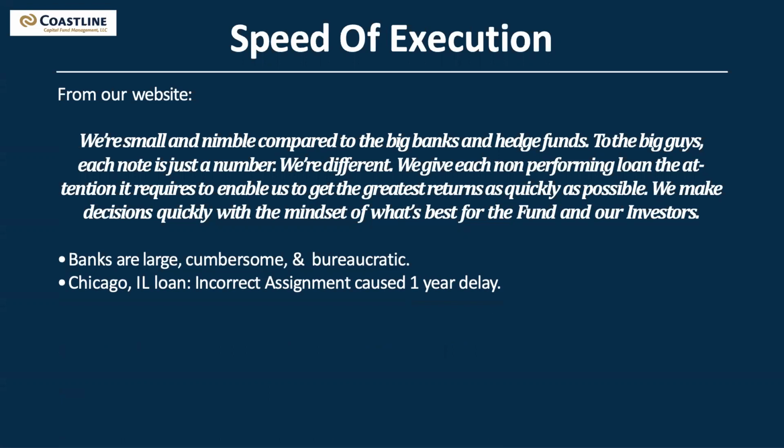We were looking at buying this and saw that the foreclosure was delayed for a year because the assignment was incorrectly prepared. By the time the bank fixed the problem and sent the right assignment to the right attorney, 1 year had passed. We ended up buying that loan. It took us 2 weeks to do the same thing that took the bank 12 months.